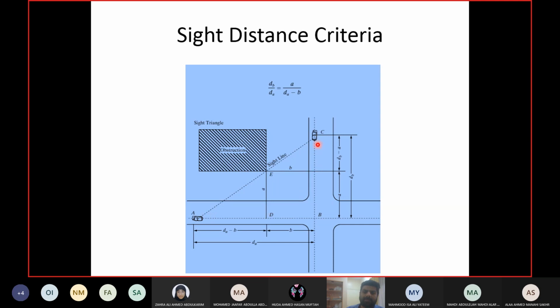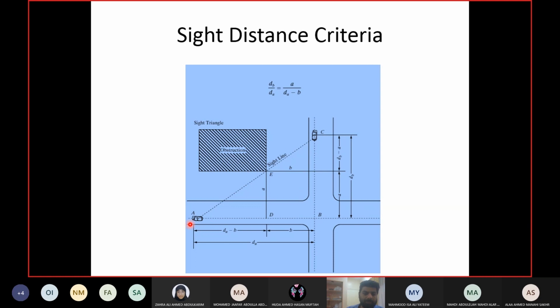Now you see we have a triangle here, A, B, C. It's a triangle. And then we have a smaller triangle, which is A, D, E. What is A, B, C? A is the position of the driver on the major road. B is the intersection point of the two drivers, and C is the position of the driver on the minor road.